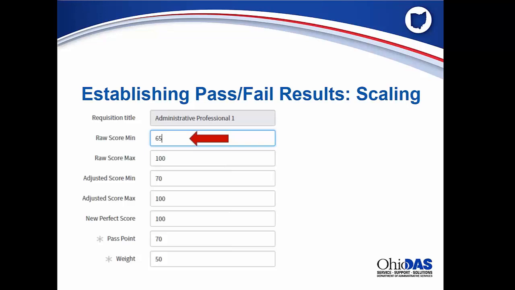So if we were to save this, notice that 65 gets adjusted to 70, and all of the other scores are adjusted as well. So we might do this example if we have a situation where we're typically going by the default 70 out of 100, but decide through analysis that the passing point needs to be lowered.